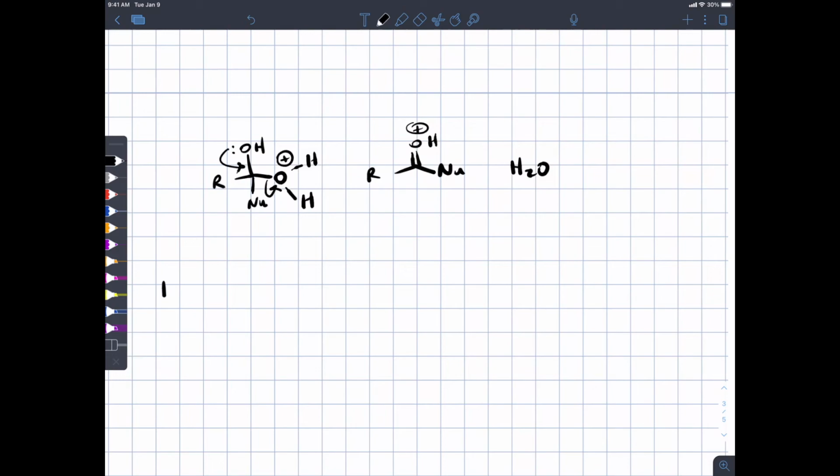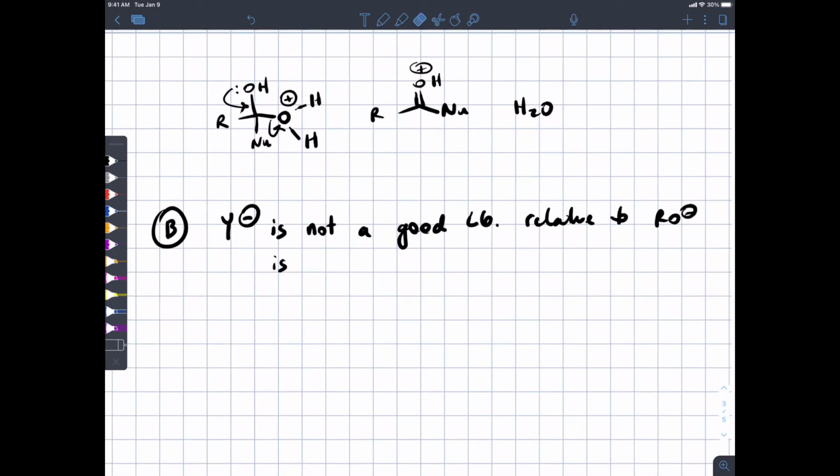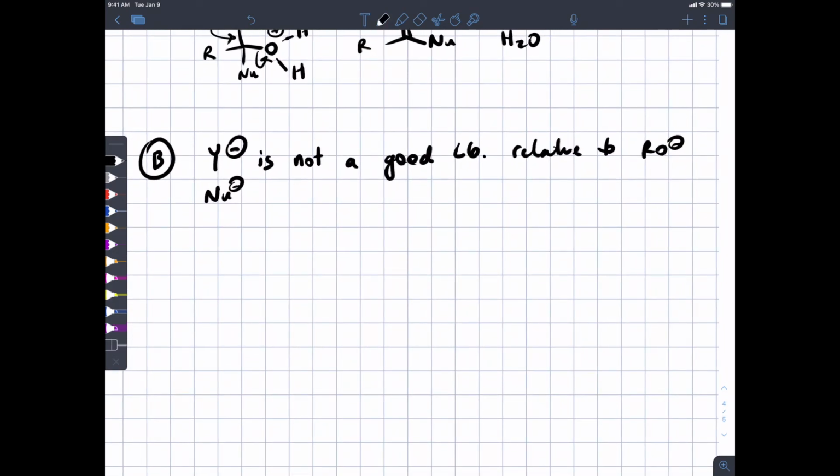So let's talk about situation B. Situation B is where Y minus is not a good leaving group relative to a negatively charged oxygen, and is also a poorer leaving group than the nucleophile. Or alternatively, the Y- and the nucleophile are both not good leaving groups relative to the negatively charged oxygen.